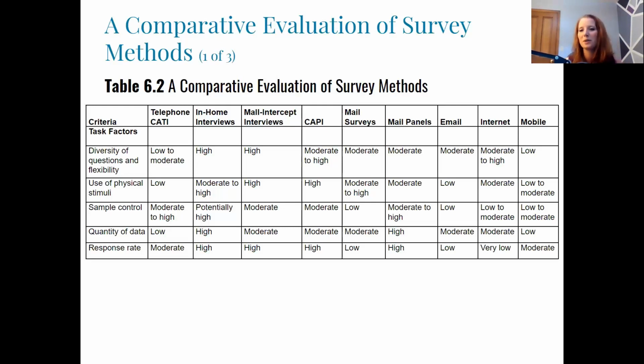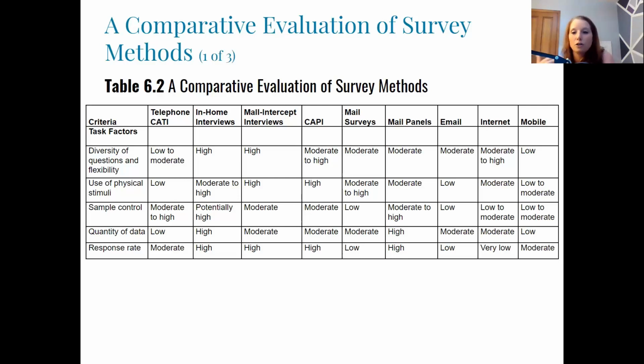Okay. So here is another great comparison table. I know there's a lot of comparison tables in this textbook, but they really are valuable to put everything in one place so that you can really compare. So you can see here, for example, if I go to an in-home survey, I'm actually going and knocking on people's doors. The use of physical stimuli is really high. I can take an actual product and let them touch it, see it, feel it, taste it, whatever.